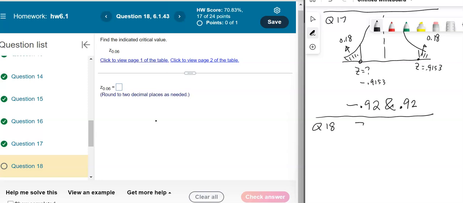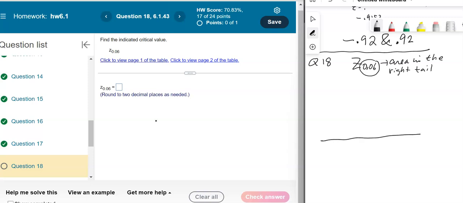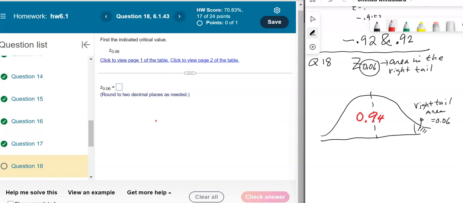Find the indicated critical value. Z 0.06 is the area in the right tail. Remember that, right tail. So in other words, that point has this area in the right tail. The right tail area is 0.06. So what is this other area? This area is 0.94. Now we'd like to find this one, Z 0.06.